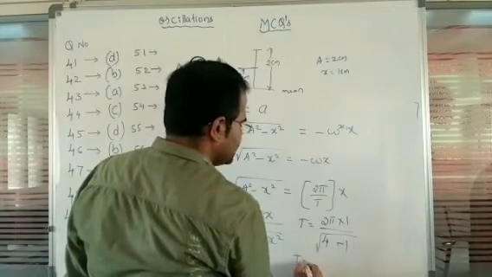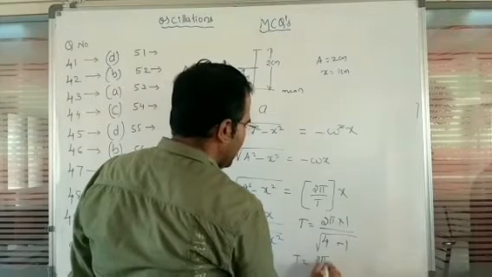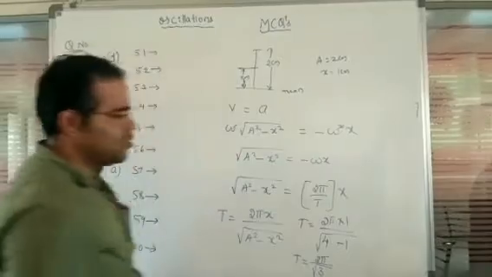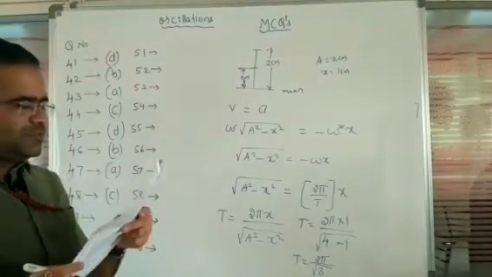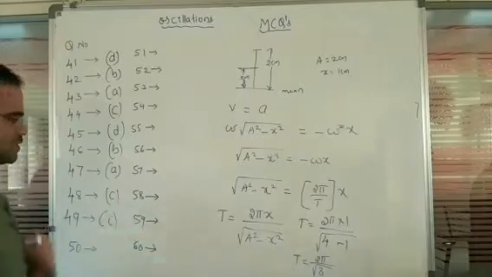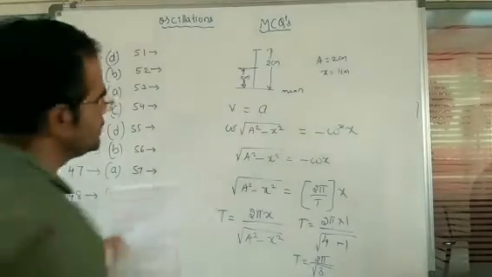So this implies T is equal to 2 pi divided by under root of 3. So for question number 49, the option is C. So it is the option C here.